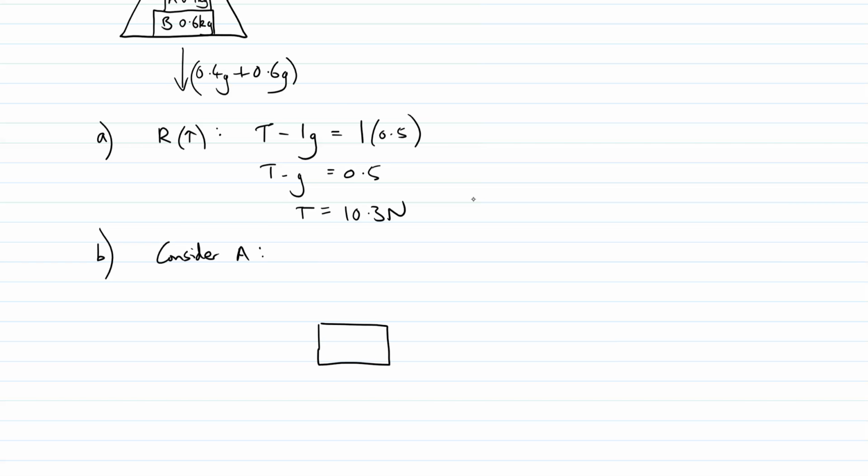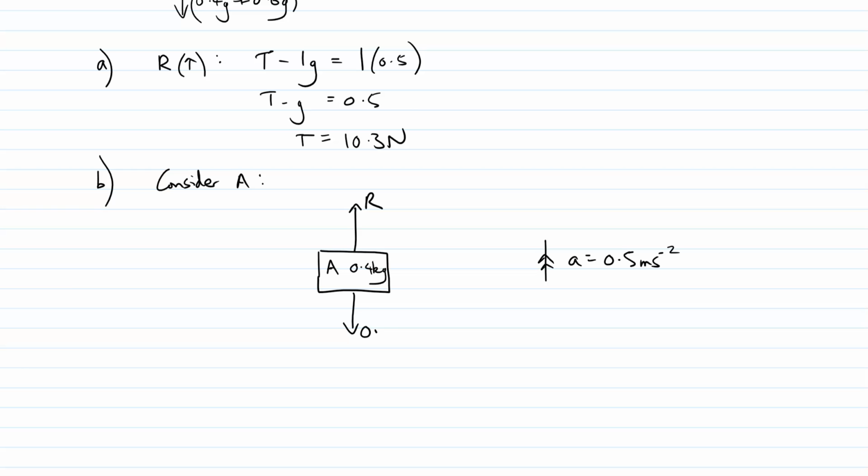So if we have, let's give myself a bit more room. If we look at A and what's going on with A here, A, which is 0.4 kilograms, we know that A is moving this way with acceleration 0.5 because the whole system is, so A must be going in that direction. And we know that A is going to have a resultant force acting up against it from B, and it's going to have its own weight acting downwards, which is 0.4 g. Obviously we've already got the acceleration.